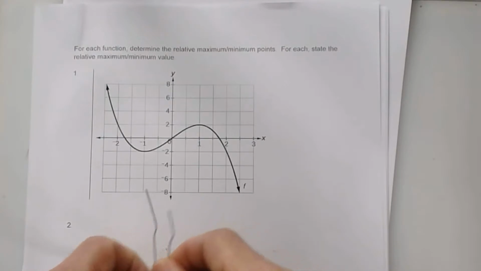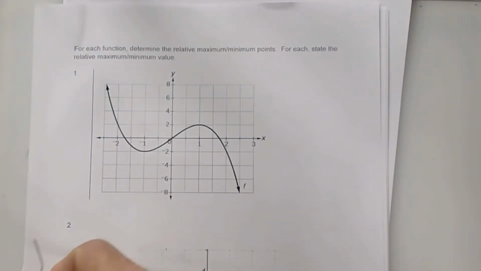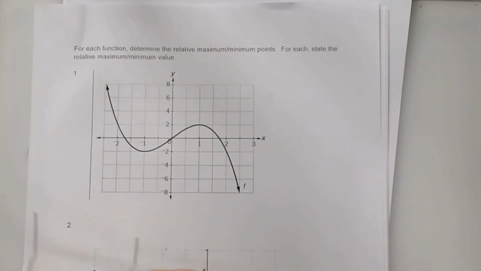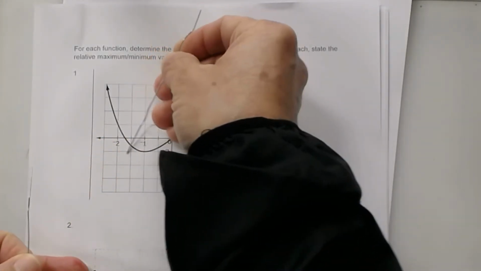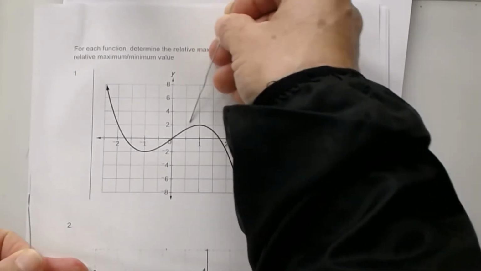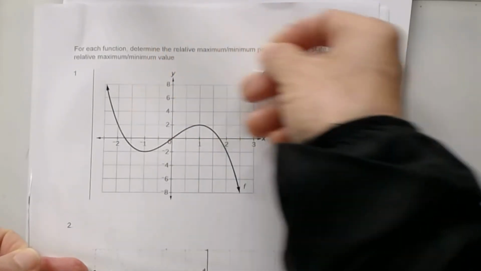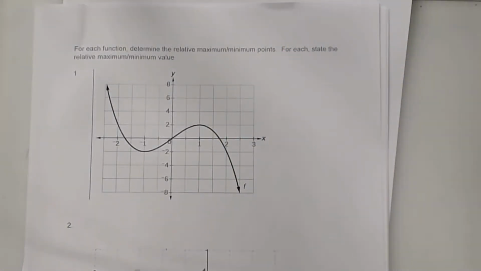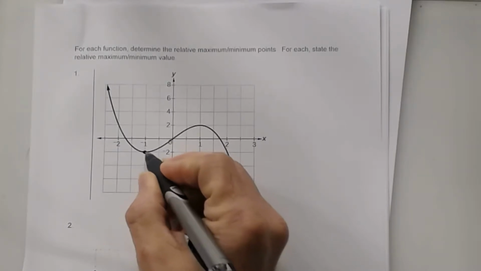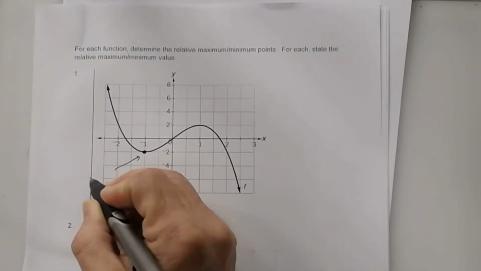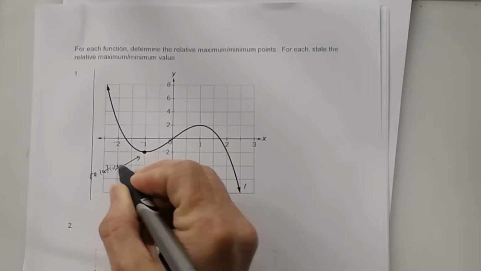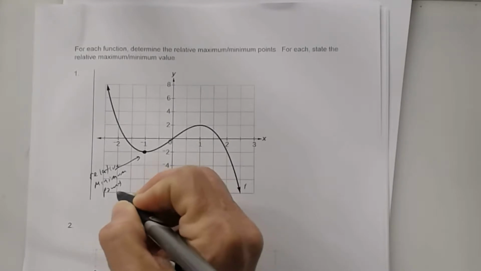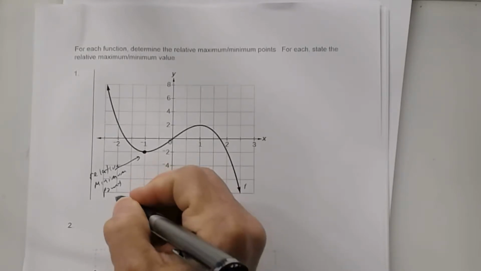Okay? So for right now, think of a relative max, relative min as a turning point, as you go from decreasing to increasing, or as you go from increasing to decreasing. So this example is pretty easy to deal with at this point. So I'm going to put a dot here, and I'm going to say this is my relative minimum point. Okay? Relative minimum point.